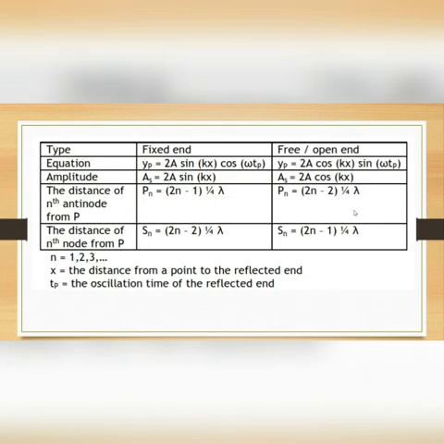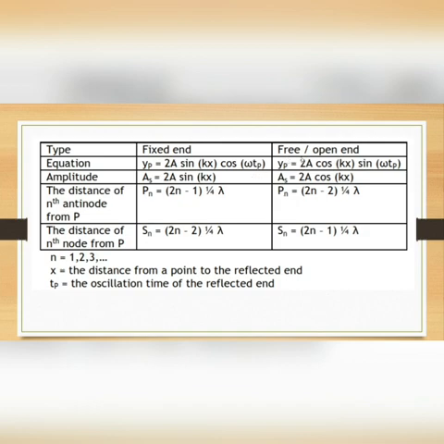To summarize the equations that we have derived, you can see them in the table in your book. We have two types of stationary wave, fixed end and free or open end. For a fixed end stationary wave, the equation is y equals 2a times the sine of kx times the cosine of omega tp. This a is the amplitude of the traveling wave that is forming the stationary wave. This x is the distance from a point to the reflected end. This Tp is the time from the reflected end.